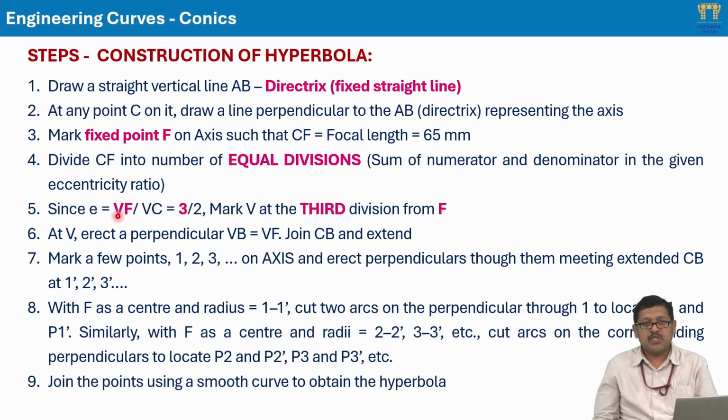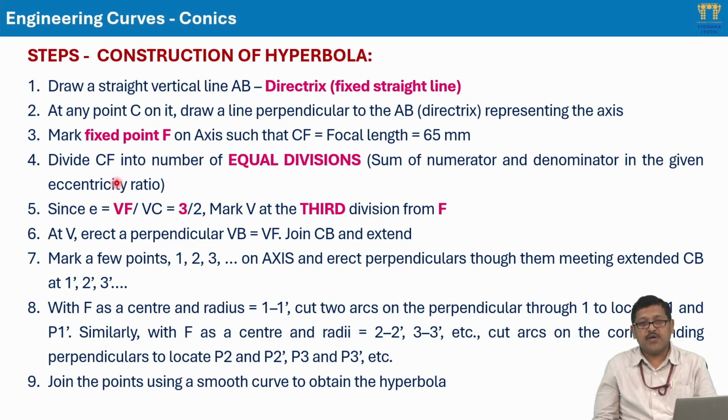So what you need to do is compare either numerator or denominator with the given value. Here the numerator is VF and the given numerator value is 3. So how do I read this? I read it as vertex V is at 3 division distance from focus. And if you want to compare it with the denominator, then it becomes VC is equal to 2. So it means that vertex V is at 2 divisions distance from C. So I will go with the numerator. So vertex V is at 3 division distance from focus F.